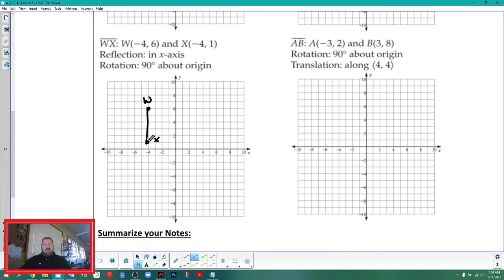So X is 1 unit away. So we move 1 unit the other way. That's where X prime is. And W is 6 units away. So I'll move 6 units the other way. That's where W prime is.